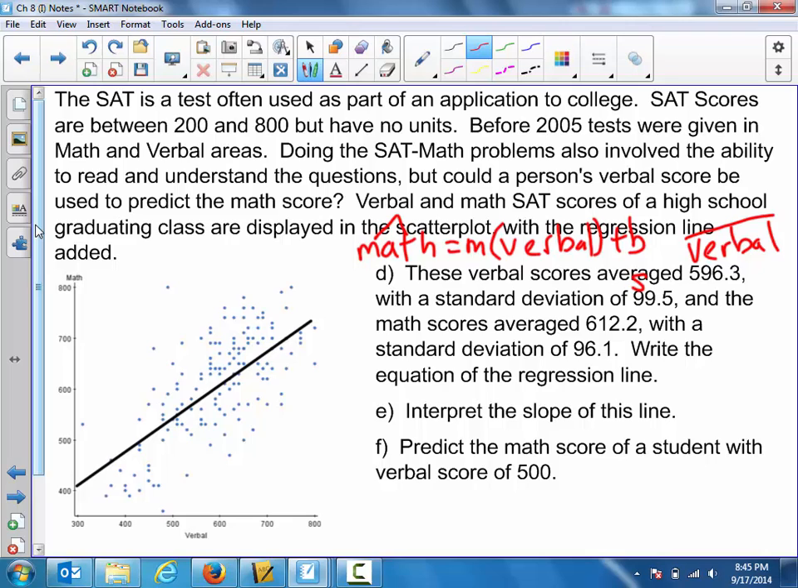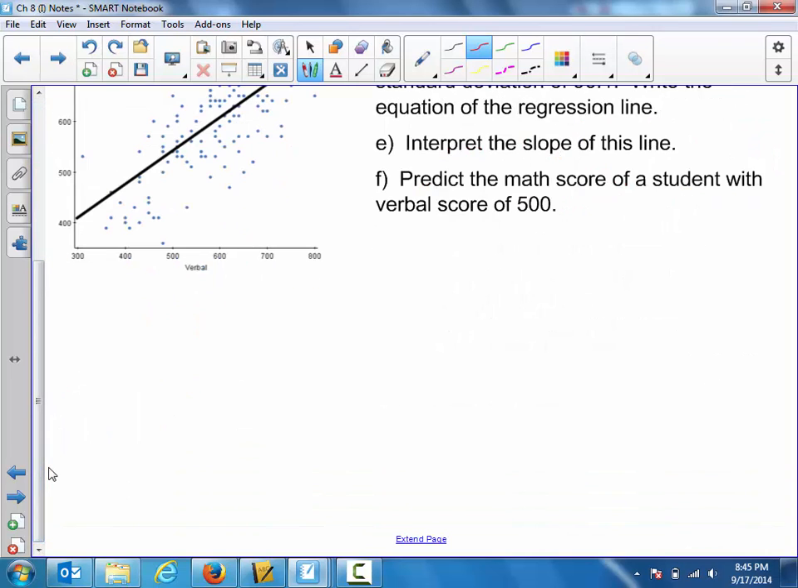Okay, verbal bar is 596.3, standard deviation of 99.5. So the standard deviation with respect to verbal is 99.5. The math scores average 612.2, so that would be math bar, the mean of the math values, and the standard deviation of 96.1 would be your standard deviation with respect to math. We want the equation of the regression line.